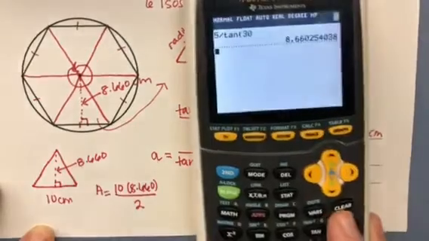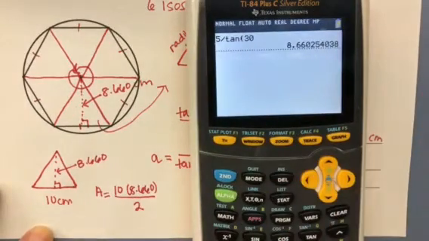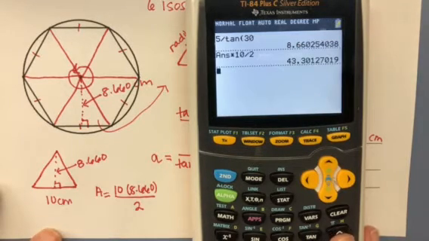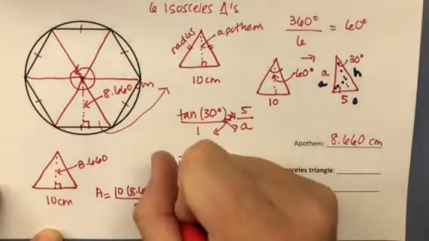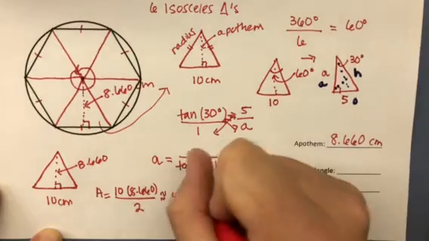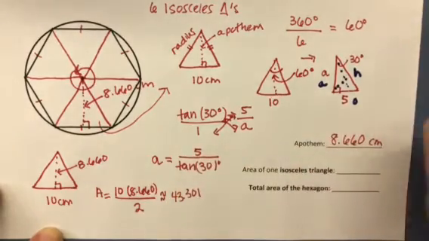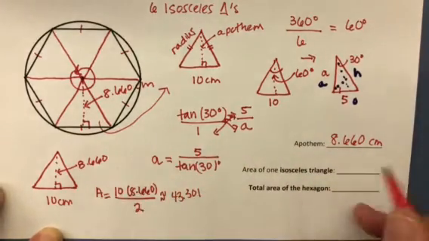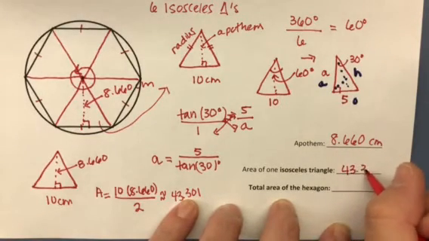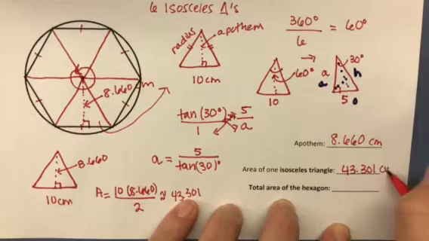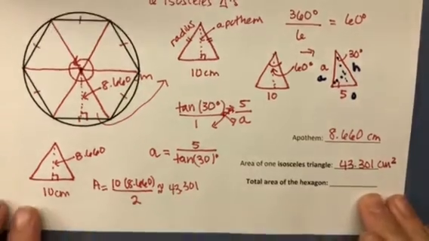So in your calculator, if we keep that number right there, we can now multiply by our base and then divide that by 2. So base times height, divide by 2. We should get about 43.301. All right, so that's the area of one of those isosceles triangles. And that's going to be in centimeters squared.